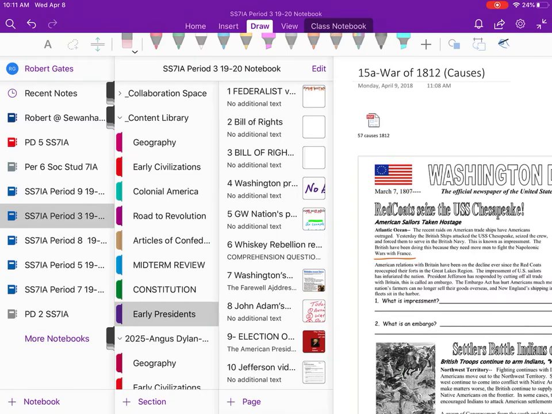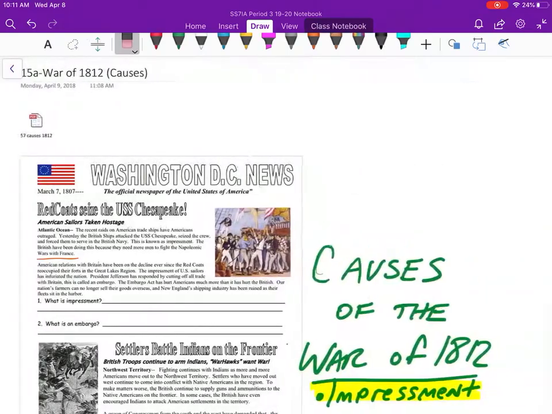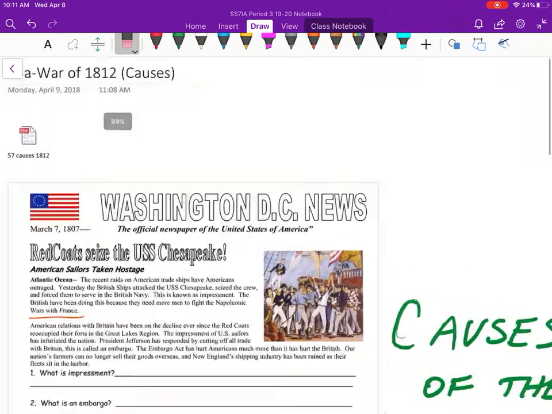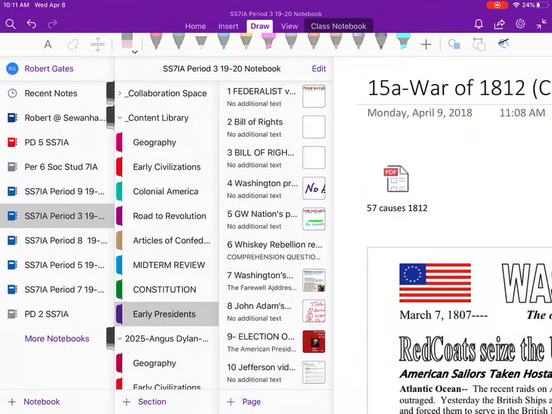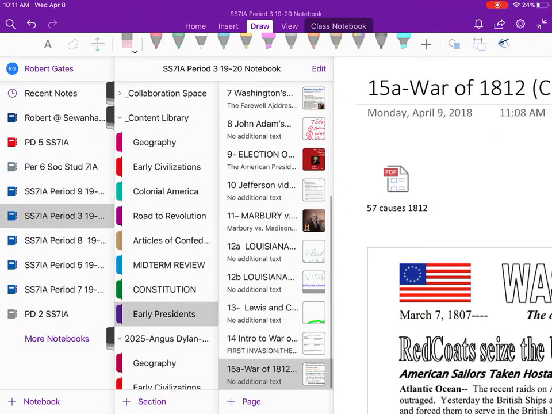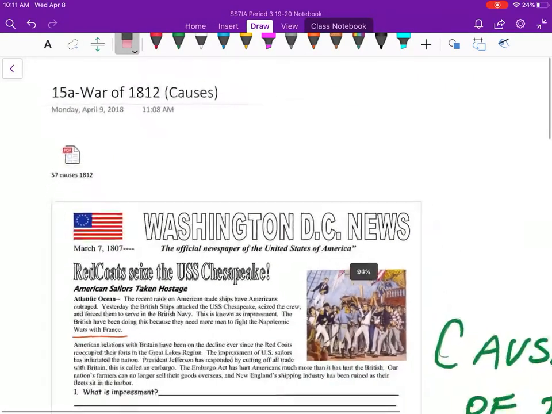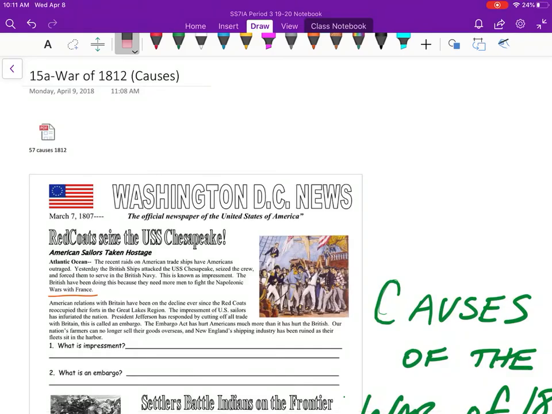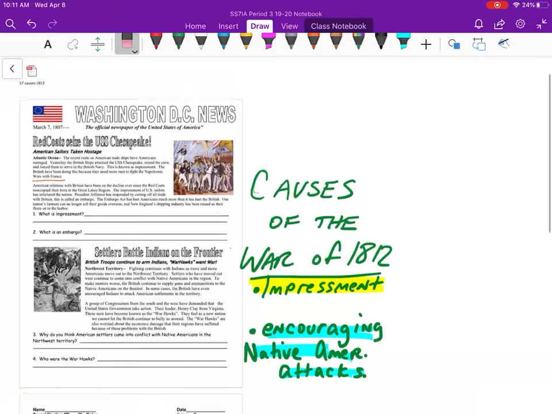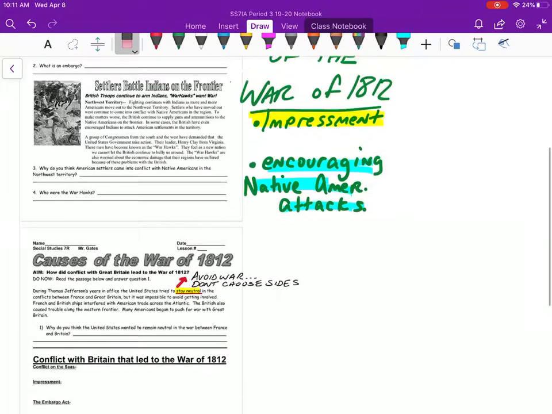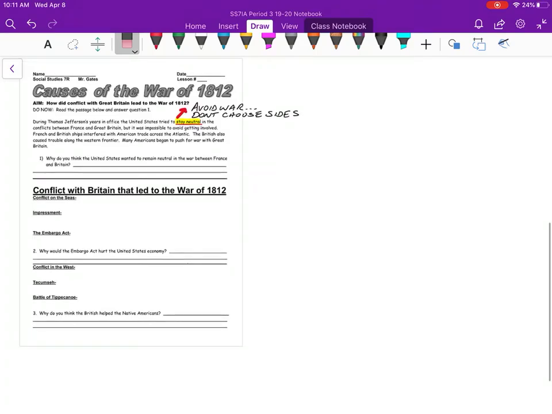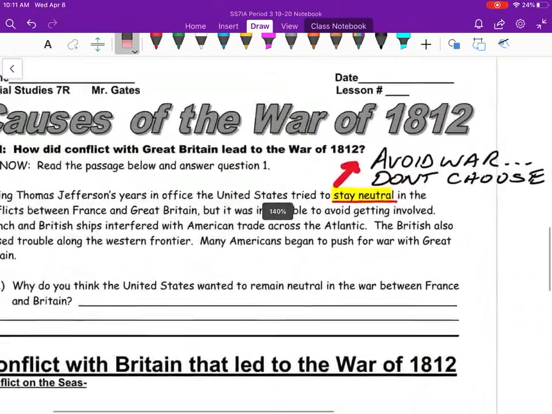Before we get started, I want to show you today's OneNote worksheet. It is number 15A, War of 1812 causes, in the early presidents folder. And I just want to point out that the worksheet actually posted backwards. So what you're looking at here is page 2. When you scroll down, page 1 is on the bottom. So that's where you're going to begin.